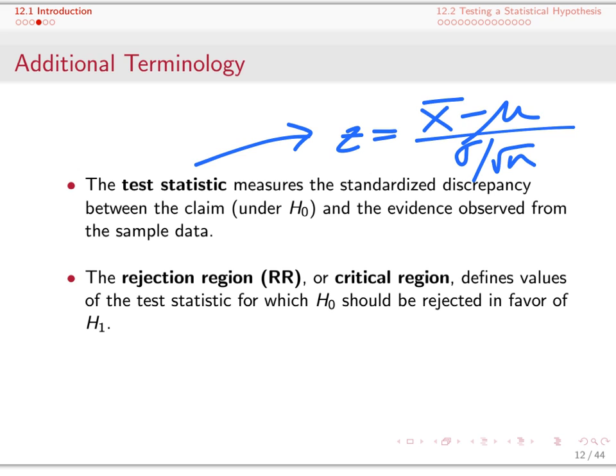The other term of interest is the rejection region, which is also known as the critical region. This defines values for the test statistic for which the null hypothesis should be rejected in favor of the alternative. So we'll take our test statistic that we compute, we'll compare it to our rejection region that we'll have determined in advance, and then using that we'll make our decision.